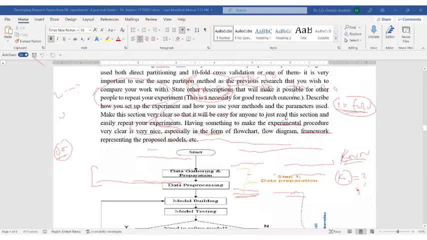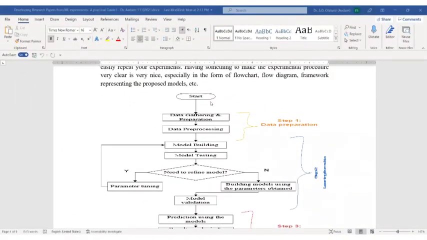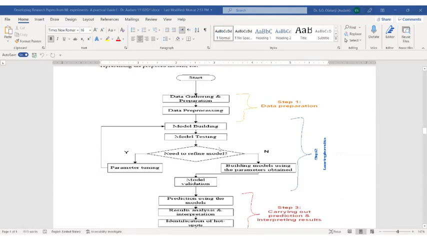Now, as I was saying, if you can present your experimental framework in this kind of flowchart, you can be very innovative in this sense. Whatever steps you have taken, try to make them very clear. You can see this as an example: start, data gathering and preparation, data preprocessing, model building. Tell us whatever you have done.